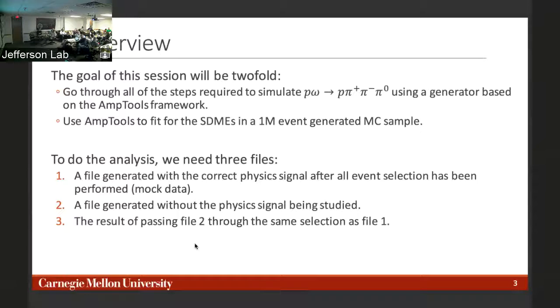In order to do the analysis with AmpTools, you need 3 files. The first one is a file that has the correct physics signal after all your event selection has been performed. So after all these cuts, we throw 1 million events and we send it through the whole chain down until we've gone through all the event selection. The other thing is that we need a file that doesn't have the physics that we're interested in, just something kind of thrown flat in the angles. And then the third one is the result of that file going through all of your analysis cuts. Because what we're going to want to do is correct for the acceptance of all of your cuts and the geometric acceptances of the detector, and then use that to get out the physics signals that we put in, hopefully.